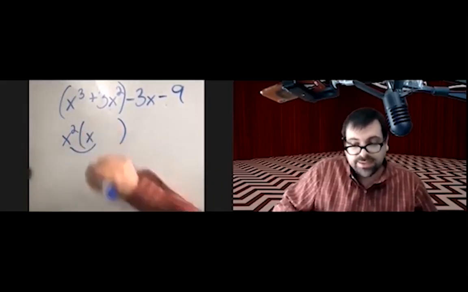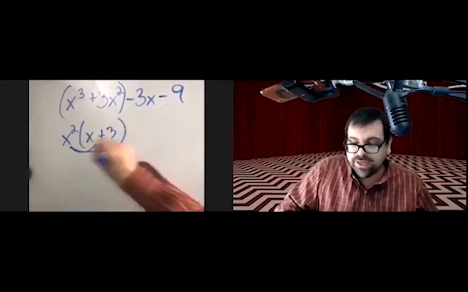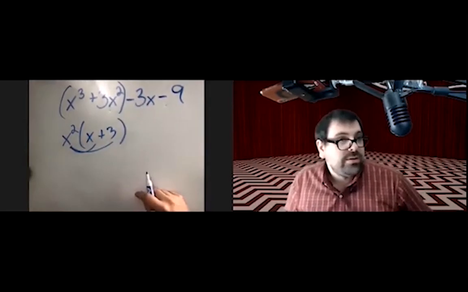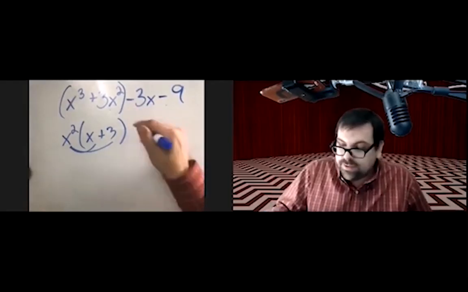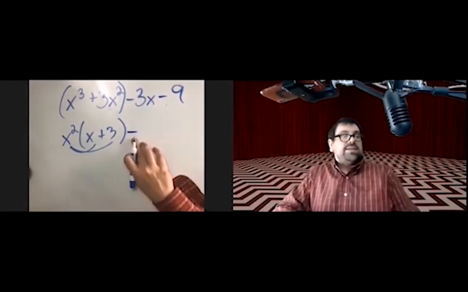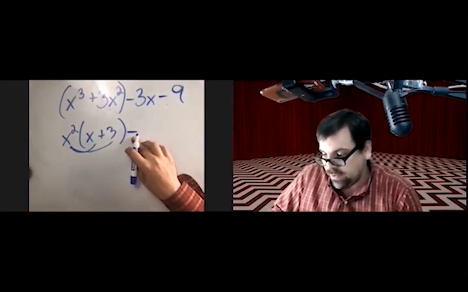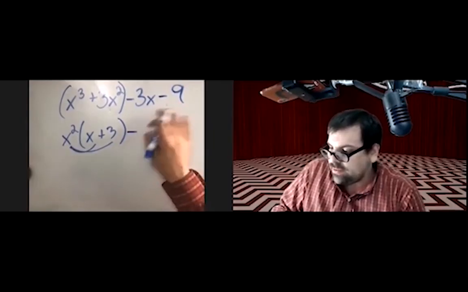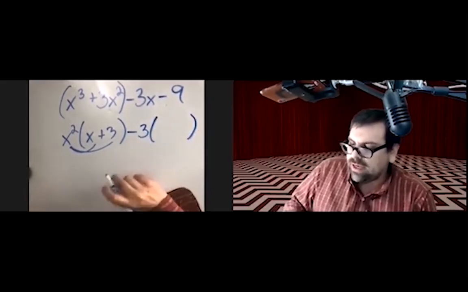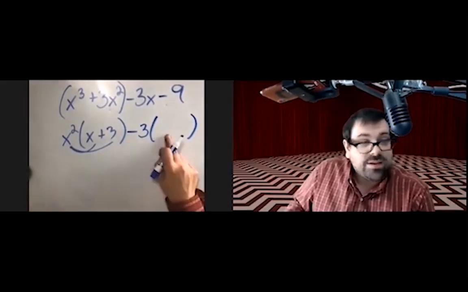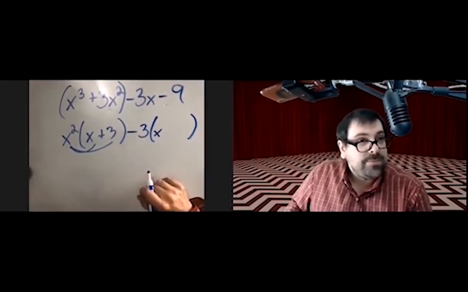X squared times x is x cubed. X squared times positive 3 would be 3x squared. After this grouping, we have a minus. Bring it down. Whatever we factor out next must be negative. Be careful with your signs. 3x and 9, we have a common factor of 3, so we're taking out a negative 3. Again, be careful with the signs. Negative 3 times what is negative 3x? Negative 3 times x.